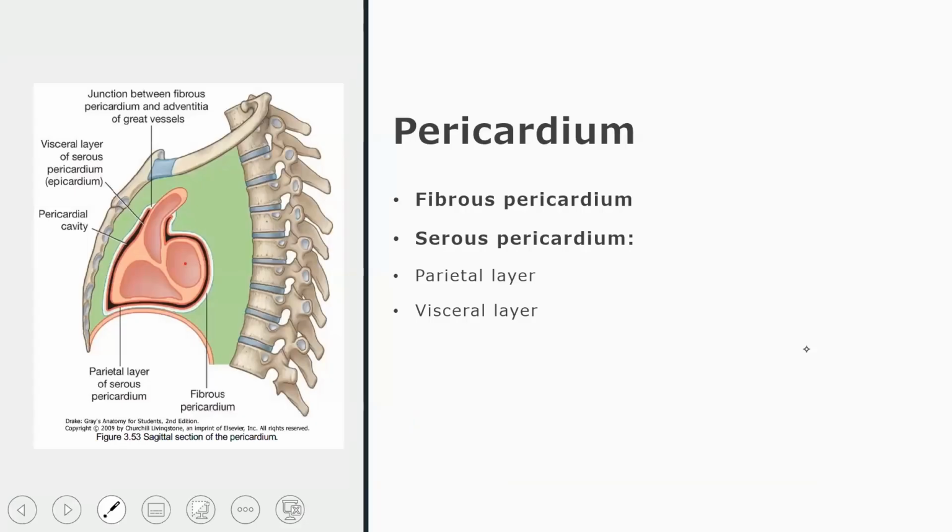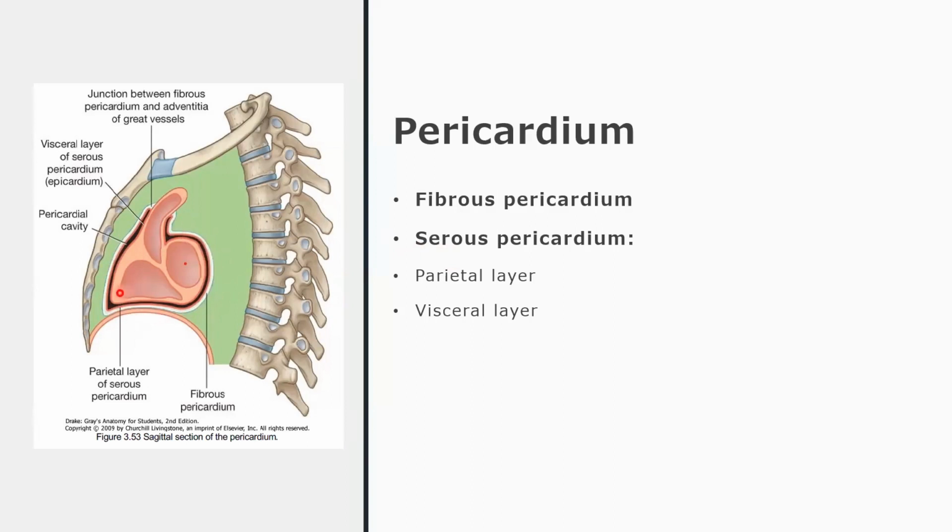Then the pericardium. Similar to the lungs being covered by the pleura, the heart is also covered by a layer called the pericardium. The pericardium has two parts, the fibrous pericardium and the serous pericardium. The fibrous pericardium is the most external layer. It is made out of connective tissue. And the serous pericardium is the layer made out of a thin layer of cells.